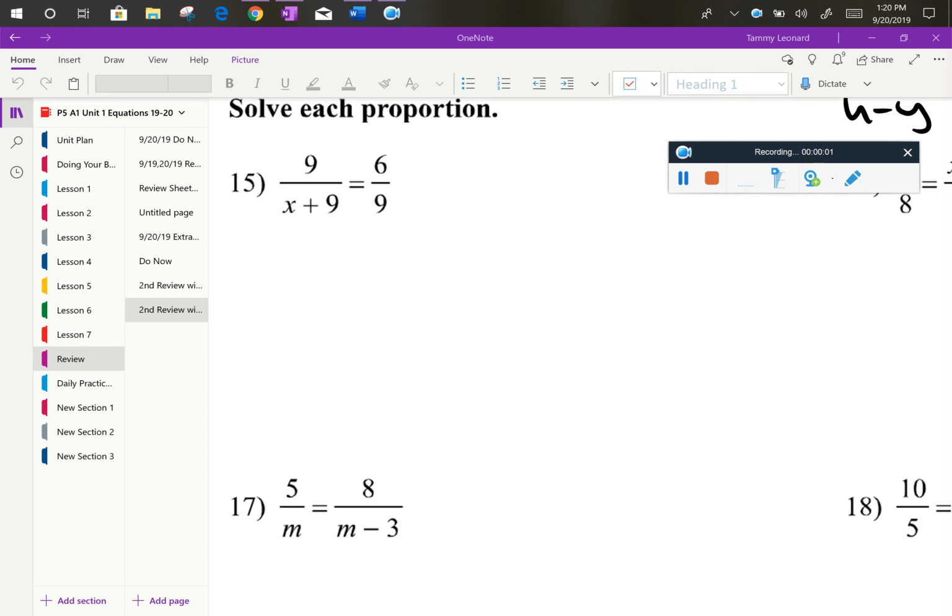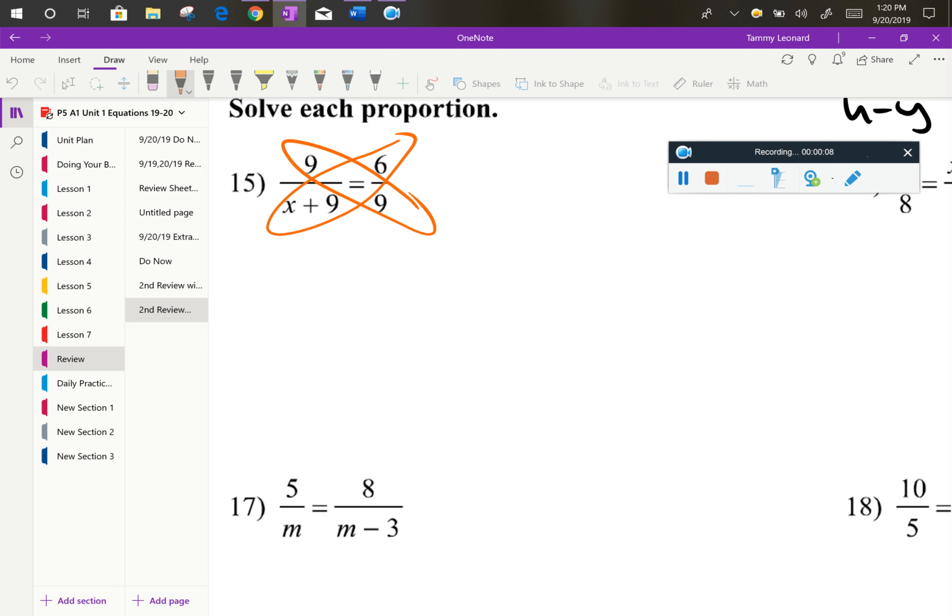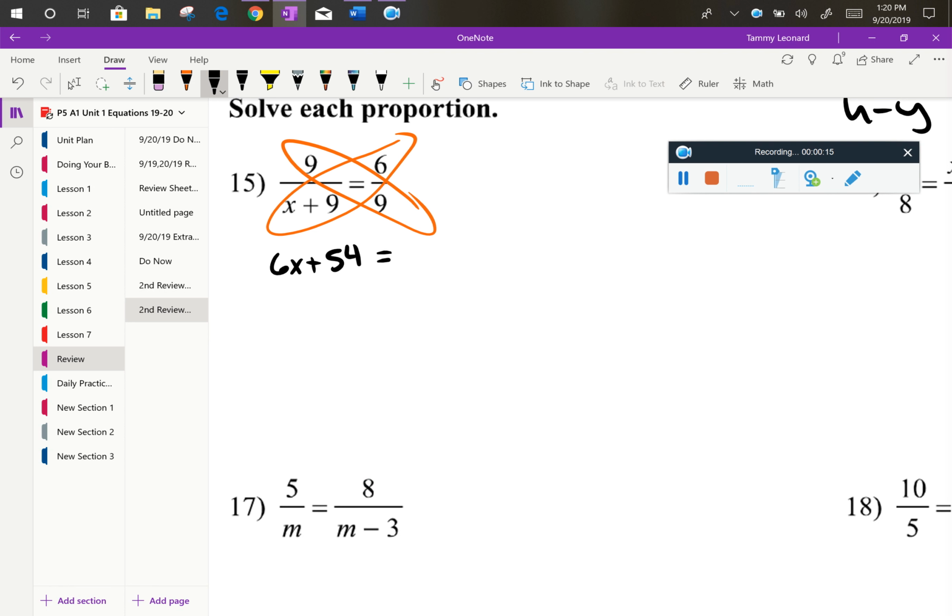For the proportion, we know we use cross multiplication. So 6 needs to multiply x plus 9, and 9 needs to multiply 9. So 6 times x plus 9 is 6x plus 54. Don't forget to distribute. 9 times 9 is 81. At this point, it's a normal equation.